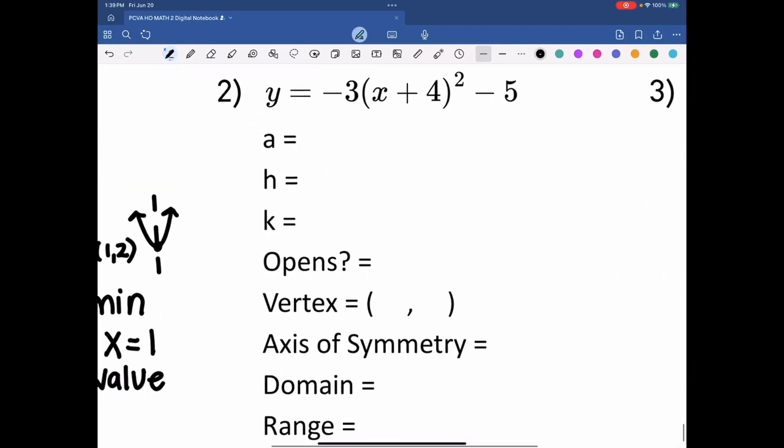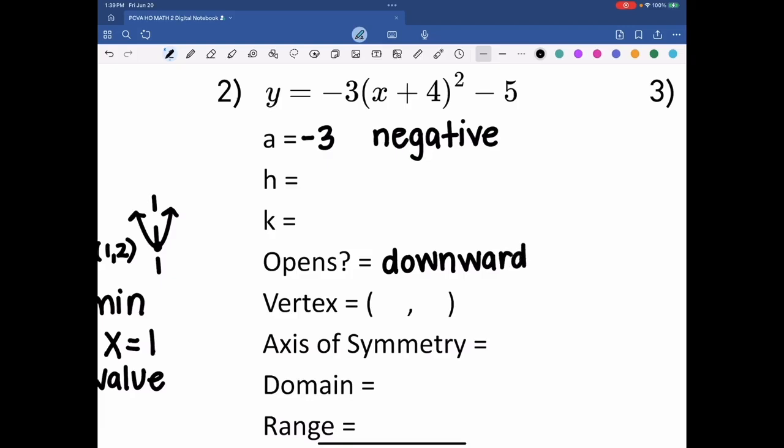All right, so for this one, I have a value of -3, so that's a negative value, so that's going to be important because it's going to open downward. And if it opens downward, that means that I'm going to have a maximum this time. So it's going to look something similar to that. So we're going to have a max up here.